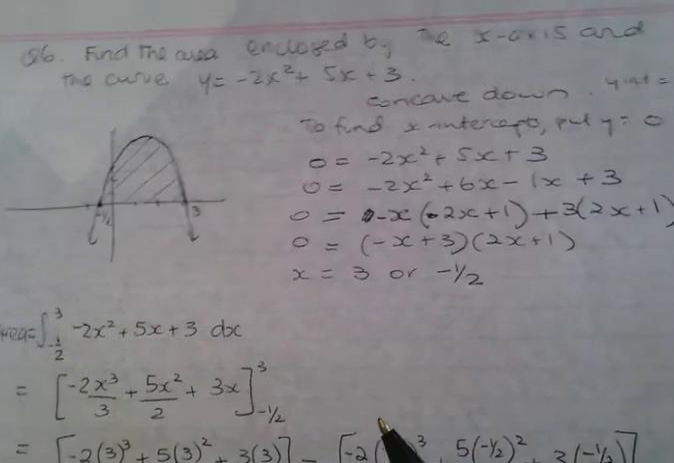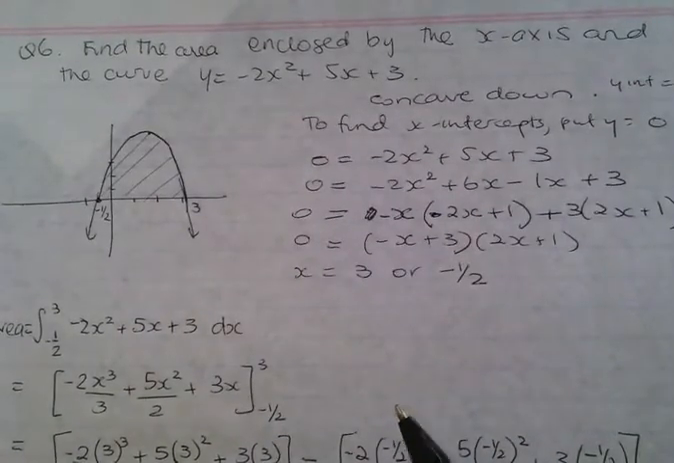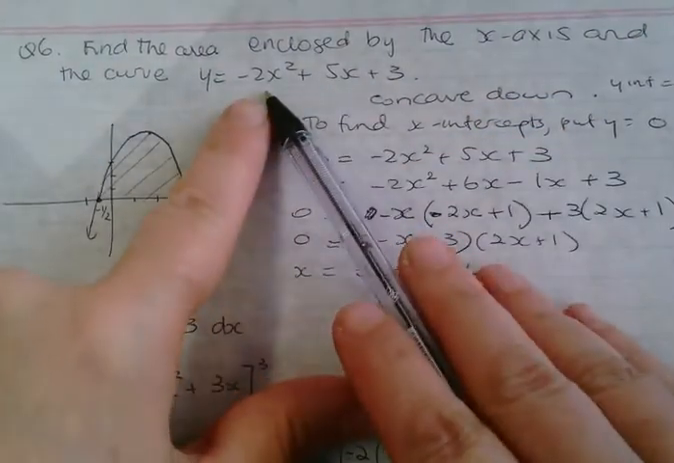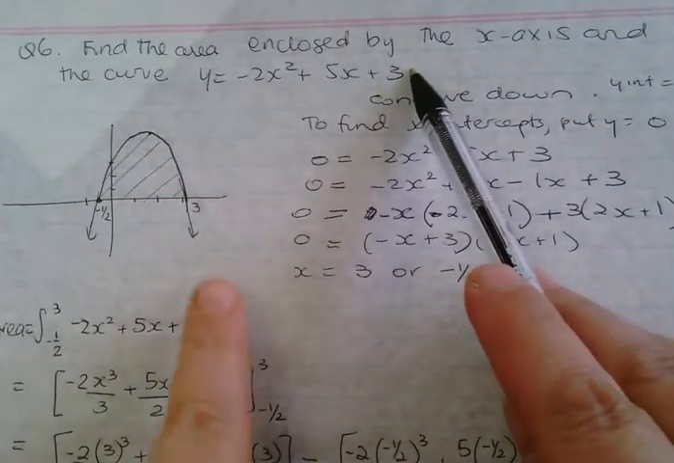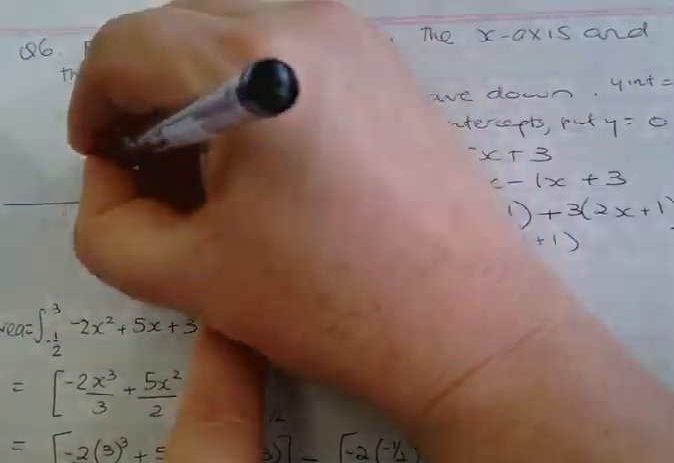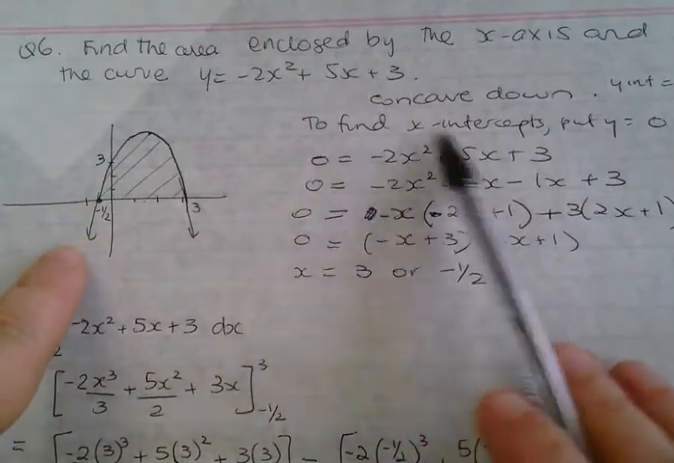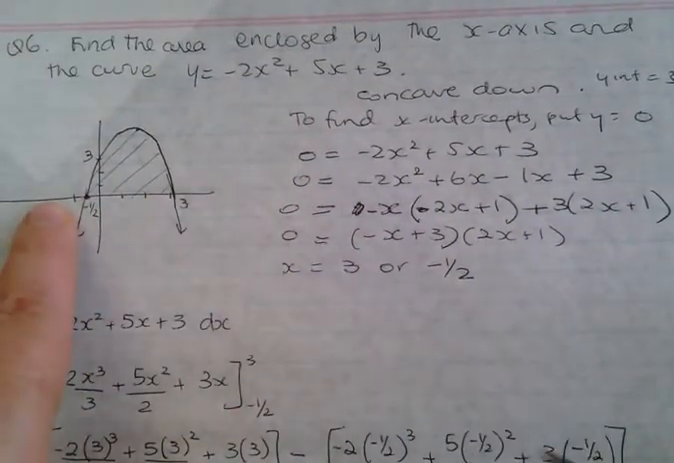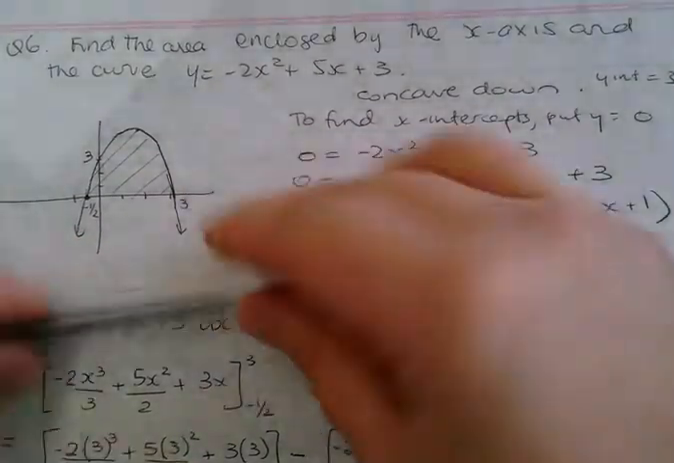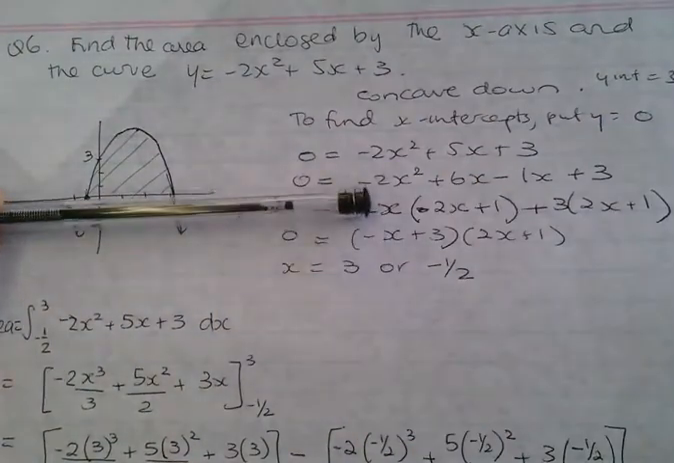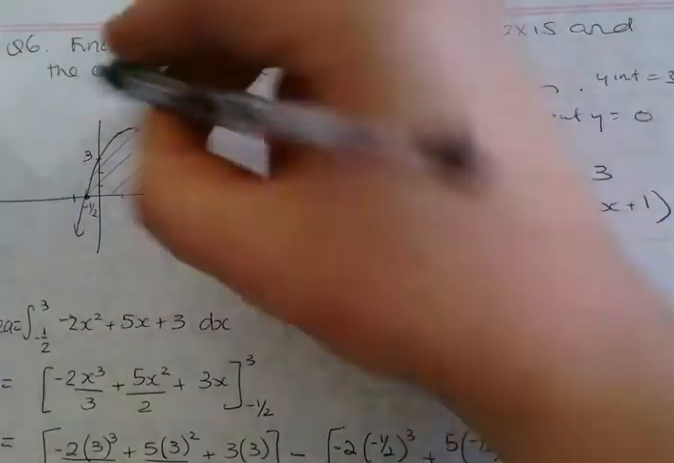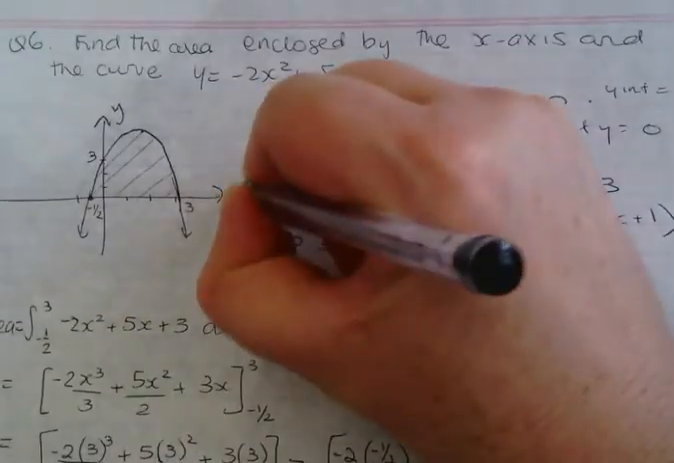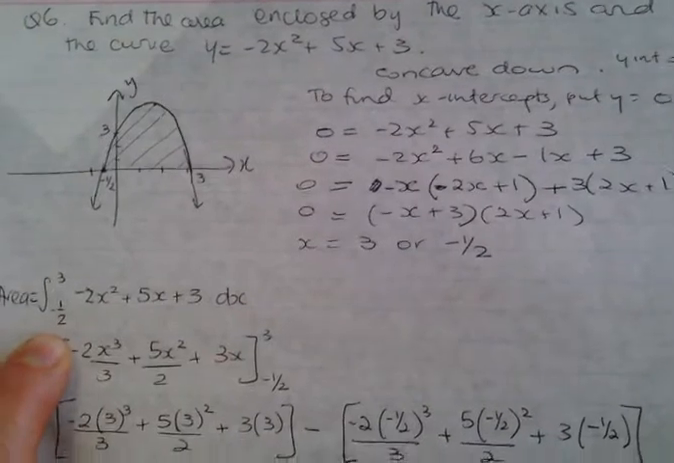Now with this one, question 6, find the area enclosed by the x-axis and this curve. We know this curve's concave down. I know the y-intercept is 3, but I have to find the x-intercepts. So I'll put y equals 0 and I'll solve, and I get 3 and -1/2. But all that area is above the x-axis. Do you agree? So I don't have to break it up into pieces. I can just do the normal integral between the values of 3 and -1/2.